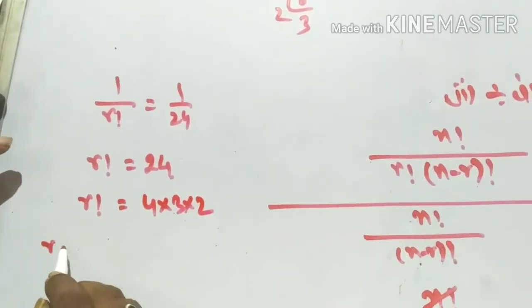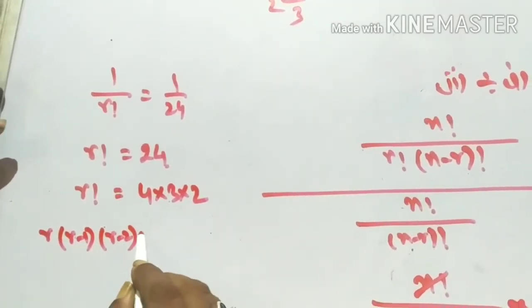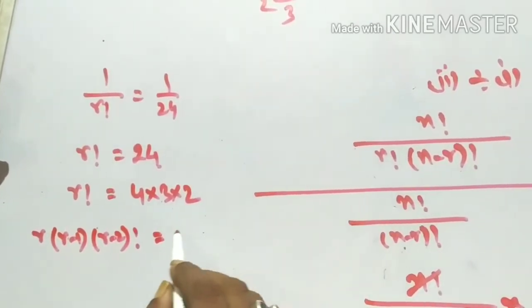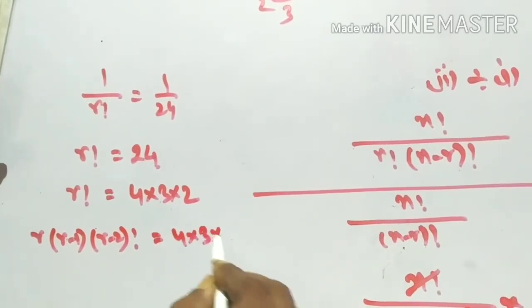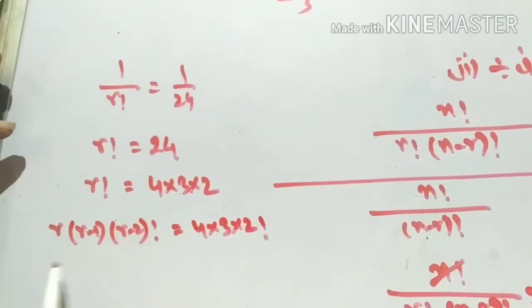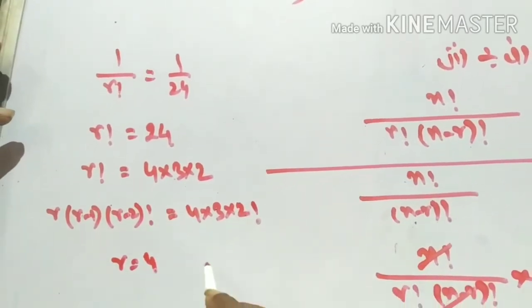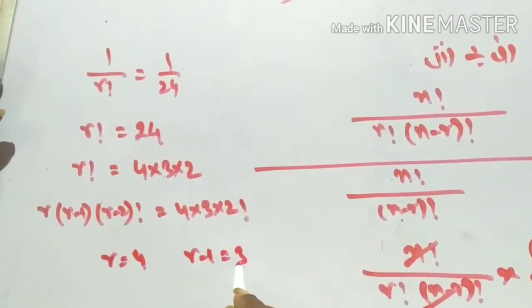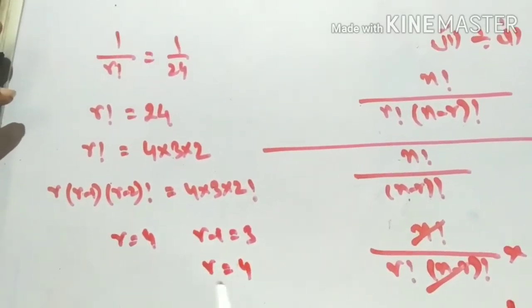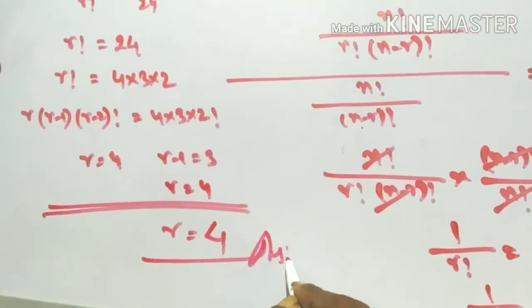That means r into r minus 1 into r minus 2 factorial will be equal to 4 into 3 into this 2. You can write this 2 as 2 factorial. Now when you equate it, r is equal to 4, that is r minus 1 is equal to 3. From here we find that r is equal to 3 plus 1, 4. That means the value of r is 4. This is your answer.